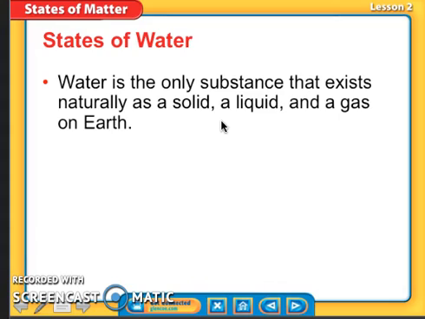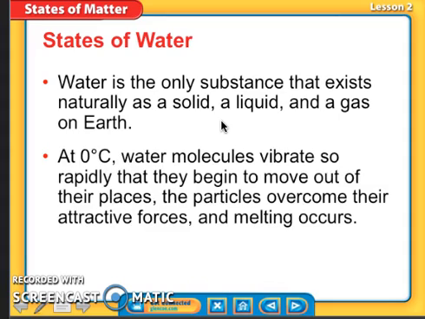Now, water is the only substance on Earth, this is what's fantastic about water, that can be a solid, liquid, or a gas, okay? You have liquid water in our lakes and streams. On Earth, you see snow and ice, that's solid, and then there's water vapor, that's a gas, okay? Water's the only substance that exists naturally, I'm saying naturally, on its own without man helping it, in all three states. Now, at 0 degrees Celsius, water molecules vibrate so rapidly that they begin to move out of their place. Particles overcome attractive force and melting occurs.